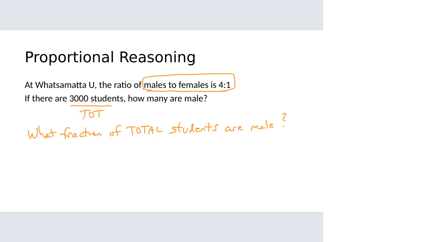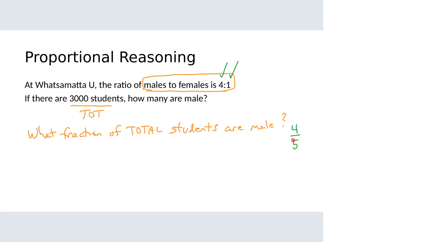It sure would, Jalen. You're exactly right. Very good. If there's 4 males for every 1 female, then that means the fraction of the total students that are male is 4/5. 4 out of every 5 students are male.